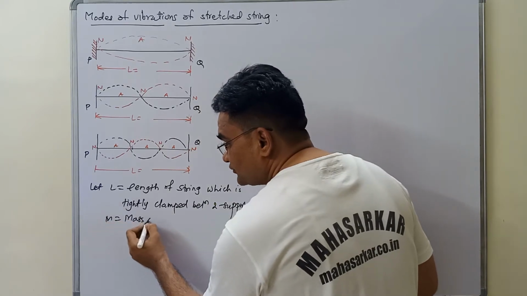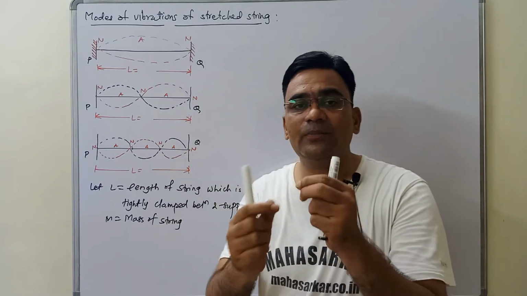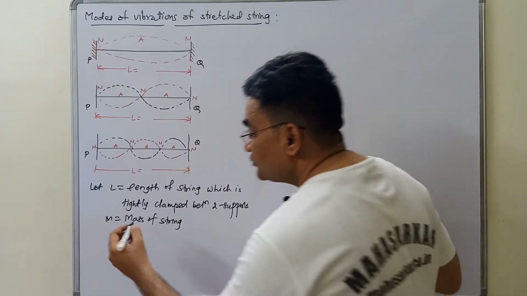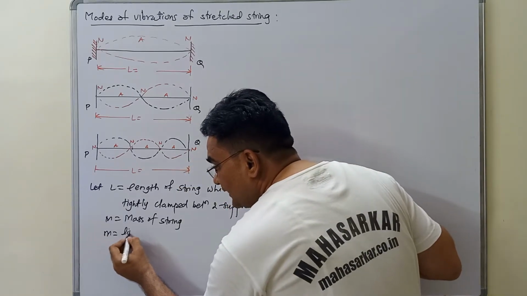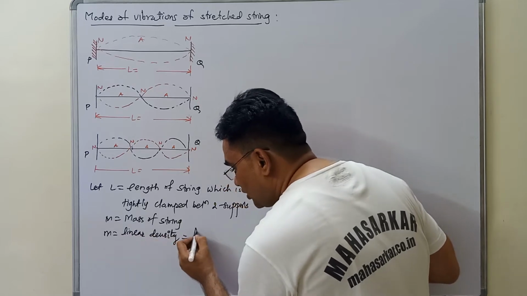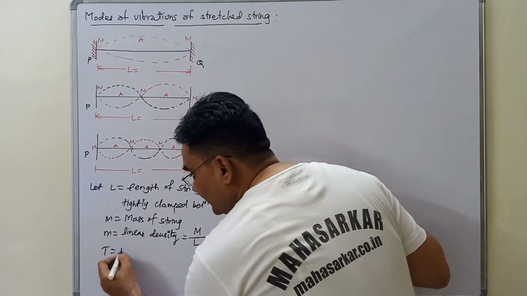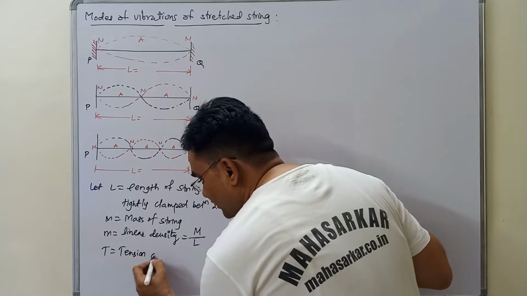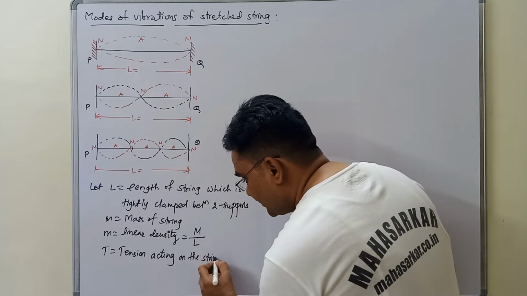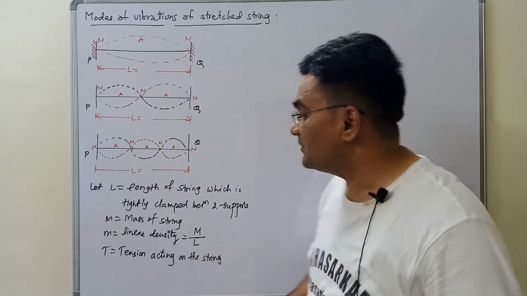Capital M be the mass of the string. The string is very uniform. No damage, no problem in the string. It looks very smooth and uniform throughout the length. So say small m be the linear density of the string. Linear density means the ratio of mass per unit length. And say T be the tension acting on the string. When the string is tightly clamped between two ends, definitely some tension is there. It will start to set up vibration.